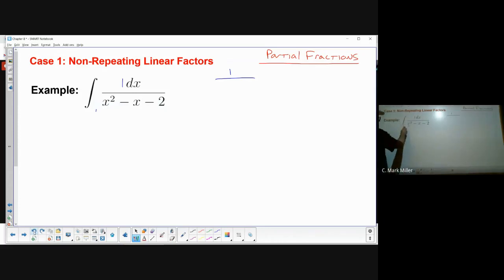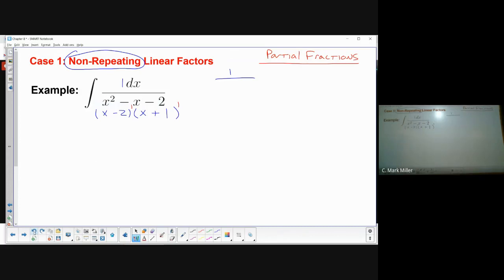And without too much difficulty, you should be able to get that into what? X, what will it be? Minus 2 times x plus 1. So it factors into 2 linear factors that are non-repeating. That means each of these are to the first power. If it were just second power, third power, so on, those are repeated factors.